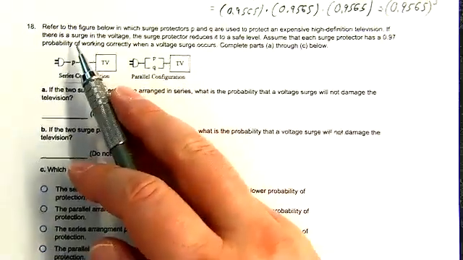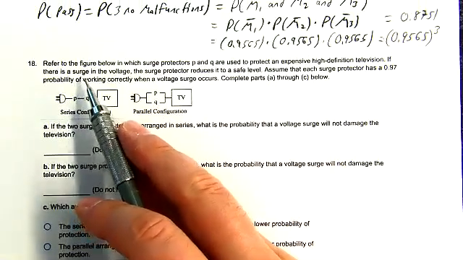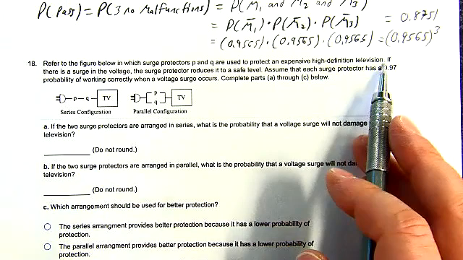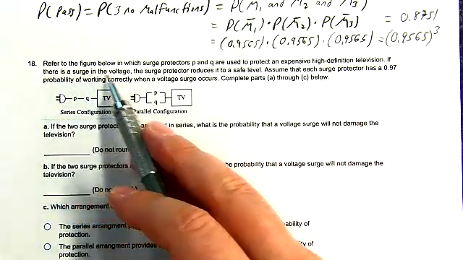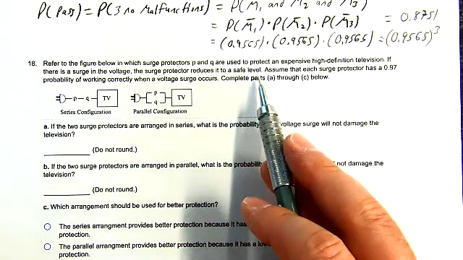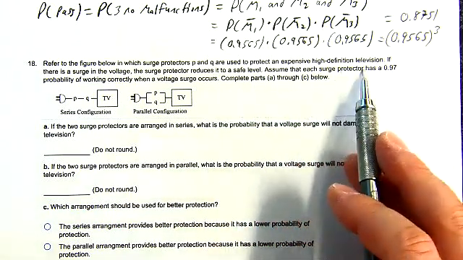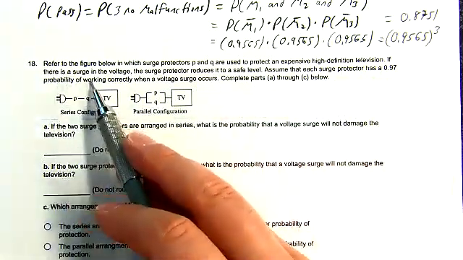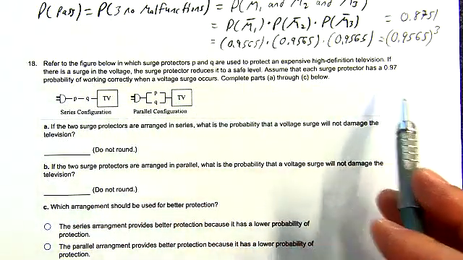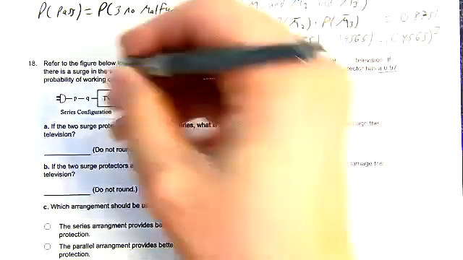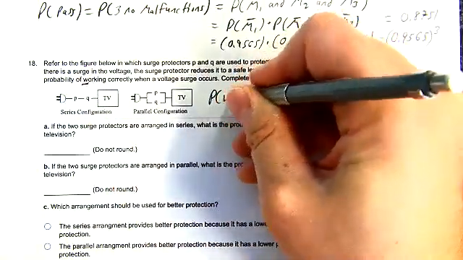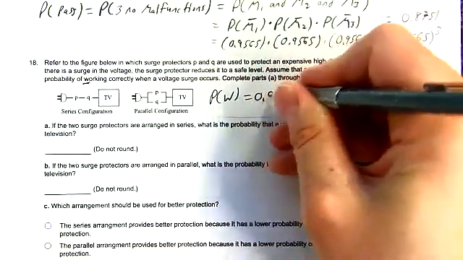Okay, so refer to the figure below in which surge protectors P and Q are used to protect an expensive high-def television. If there is a surge in the voltage, the surge protector reduces it to a safe level. Assuming that each surge protector has a 0.97 probability of working correctly when a voltage surge occurs, complete parts 8. So we're going to call this probability of working correctly W. So the probability that this thing works is 0.97.